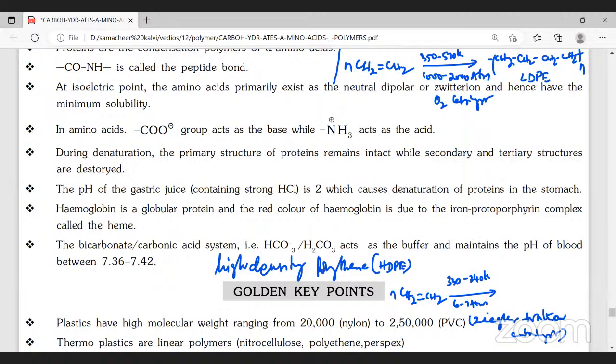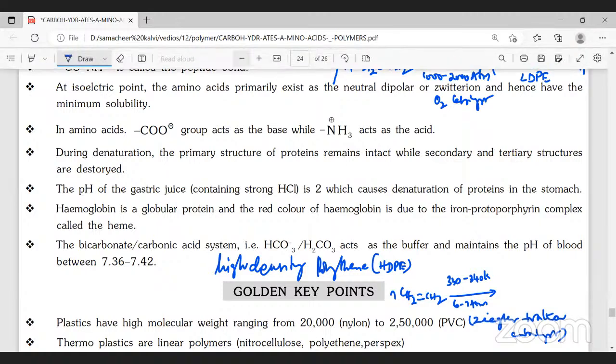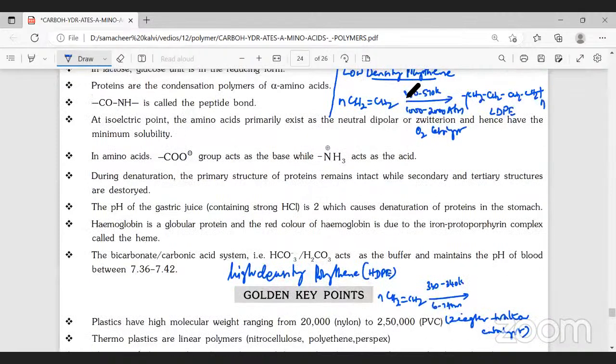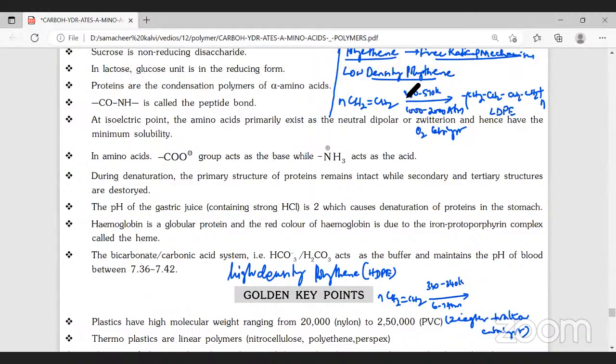Now, you can see the conditions are different. Here, the monomeric units are the same. For low density polyethylene, the temperature is very high, 350 to 570 Kelvin. Pressure is also very high, 1000 to 2000 atmospheres, and in the presence of oxygen. Here, in high density polyethylene, the reaction remains the same. The product appears the same.